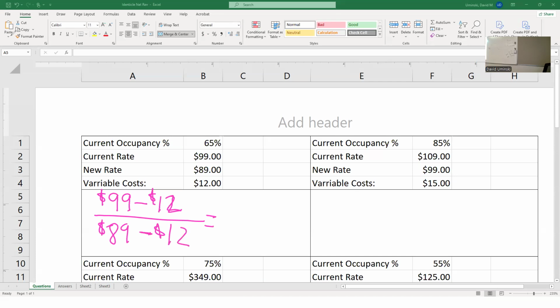Okay. So what's 99 minus 12? 87. Okay. Over 77. The bottom one's going to be 77. So if I divide 87 by 77, what do I get? Should it be higher than 1 or lower than 1? It should be higher, right? Because the number on top is larger. Okay, so 1.13, that's my factor. Okay.